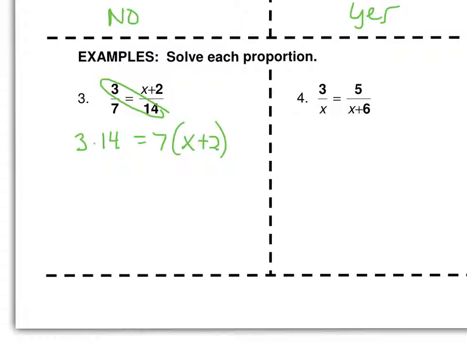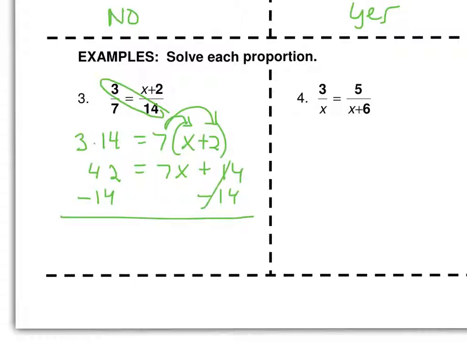So 3 times 14 is 42. And then I have to distribute with my equation. So I get 7x plus 14. And then I solve it just like I would an equation. So I would subtract 14 from both sides, and I would get 7x is equal to 28. Then I divide by 7, and so x is equal to 4.